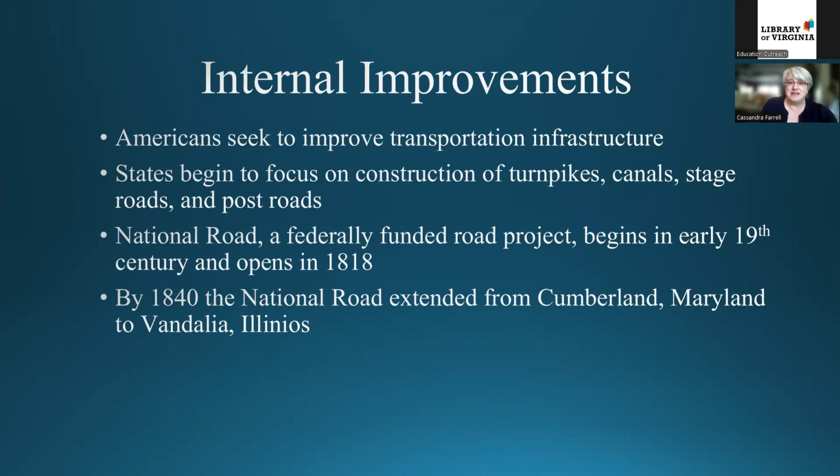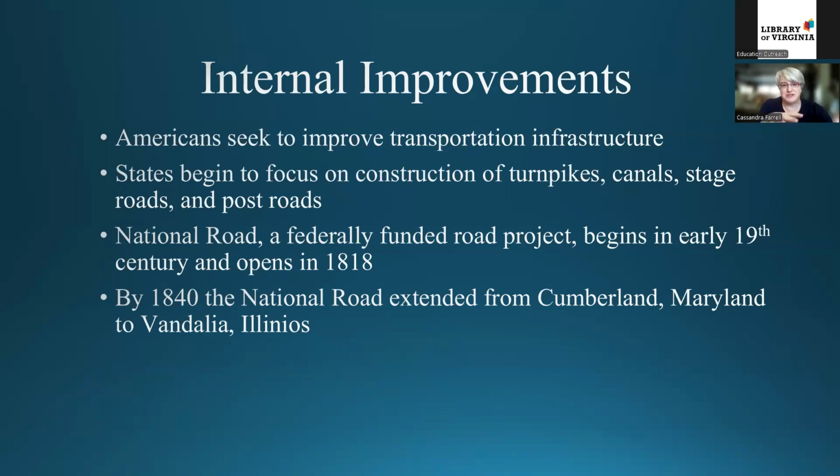But Americans seek to improve their transportation infrastructure, especially after the War of 1812, because that really identified some of the major problems with our transportation structure. And you see the states begin to focus on building turnpikes, canals, toll roads, even post roads. And the federal road, as was mentioned earlier, was okayed by Thomas Jefferson around 1806.